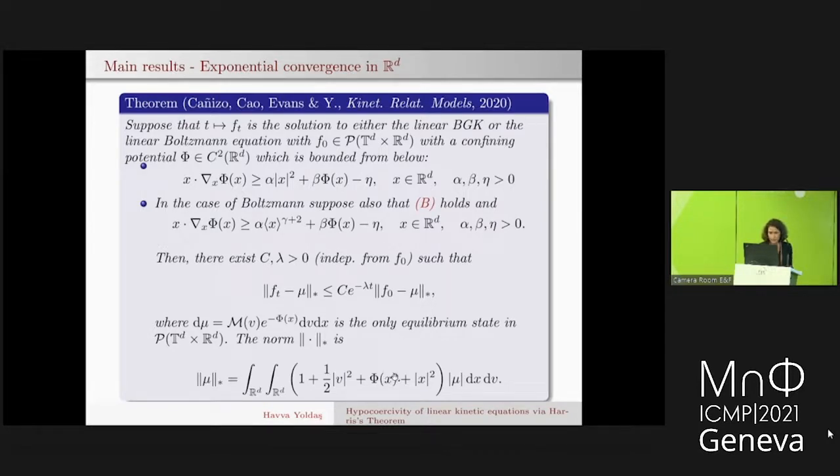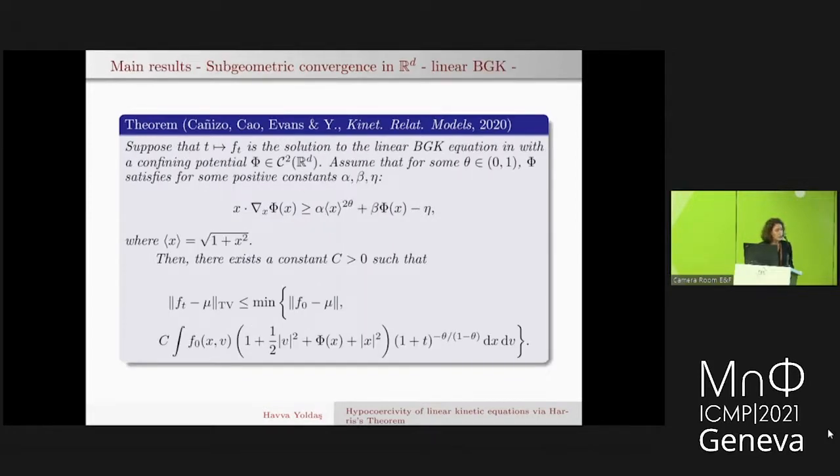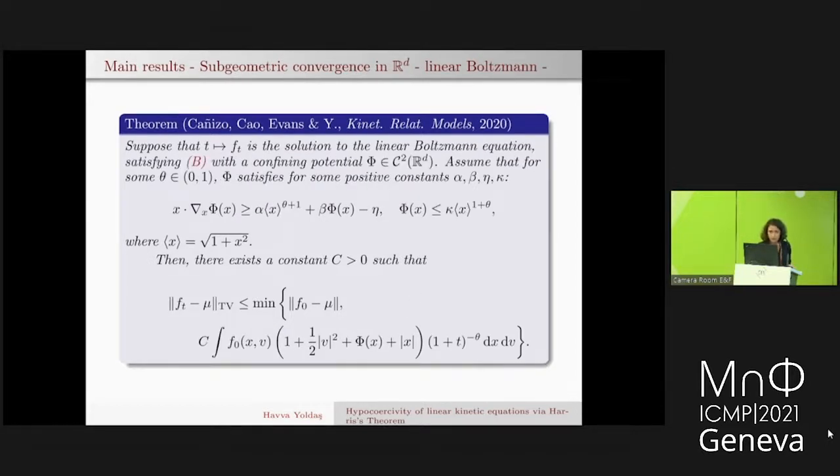So the last part is for weaker confining potentials. When the confining potentials are growing less than quadratically at infinity, or sub-quadratic potentials, then we will have a slower convergence rate to equilibrium. This is the case for the linear BGK equation, and similarly for the linear Boltzmann equation. When the equations are posed in R^d and we have a confining potential which is subquadratic, then we will have an algebraic convergence rate to the unique equilibrium in these cases. So I will just explain a little bit about the tool we are using.